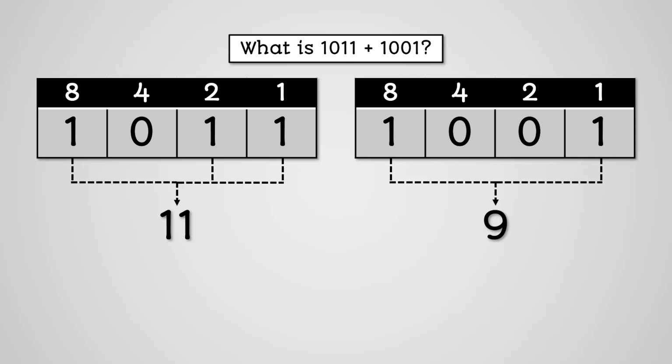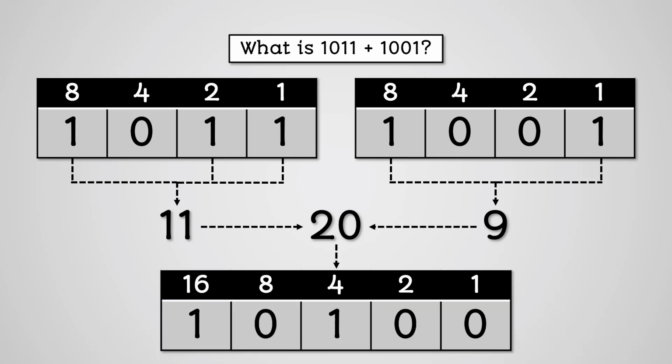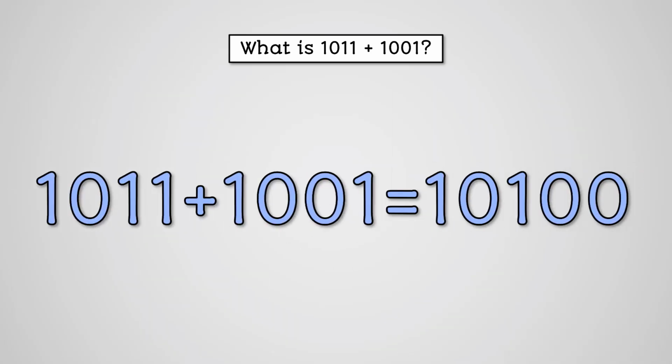In the decimal world, 11 plus 9 is 20. So now, all we have to do is convert the decimal number 20 back into binary. So there you have it, 1011 plus 1001 equals 10100.